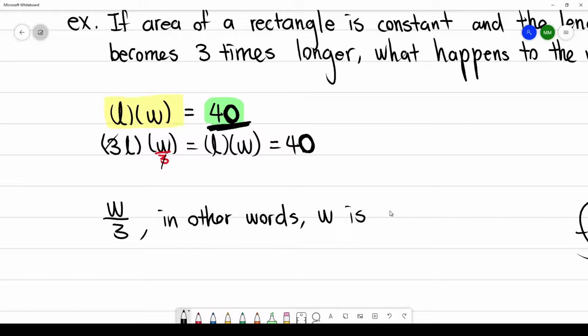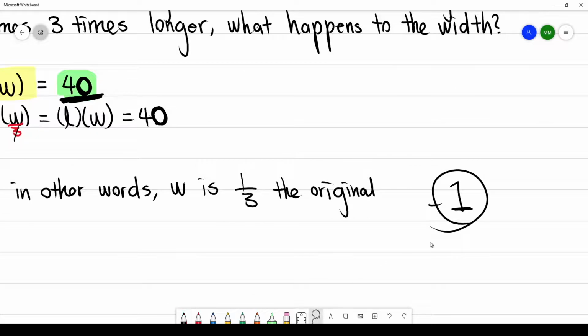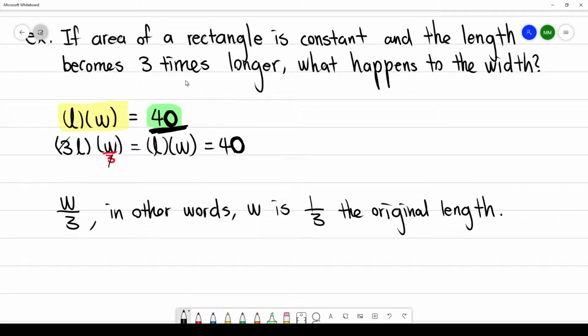Width is 1/3 the original length. So when the length becomes 3 times longer, then the width has to be 1/3. So 3 times 1/3 is equal to 1, and you're back to L times W again, and that's equal to 40. Does that make sense?